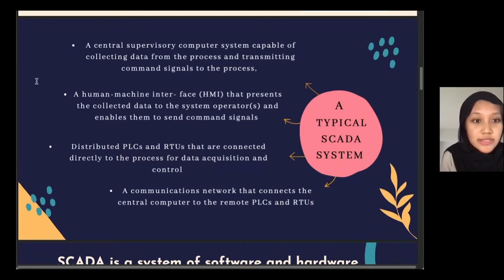The first one is a central supervisory computer system that is capable of collecting data from the process and transmitting command signals to the process. The second one is a human machine interface, HMI, that presents the collected data to the system operators and enables them to send command signals. The third one is the distributed PLC and RTUs that are connected directly to the process for data acquisition and control. And the last one is a communication network that connects the central computer to the remote PLC and RTUs.